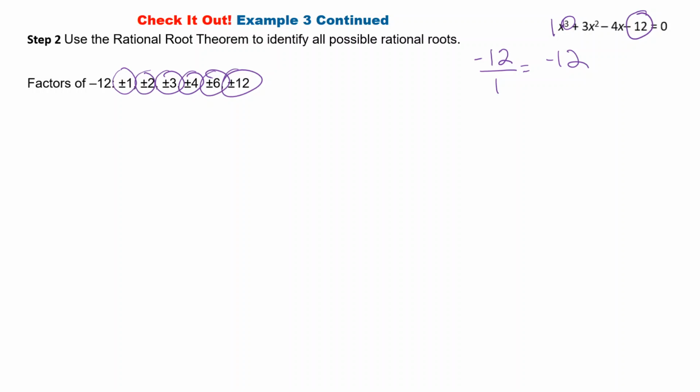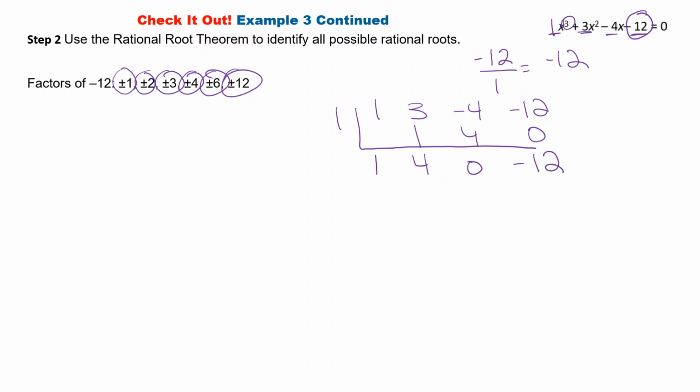So always start with 1. It's the easiest one to start with. Let's do some synthetic division using positive 1 first. We put in 1, 3, negative 4, and negative 12, the coefficients. Remember in synthetic division, you bring your 1 straight down. 1 times 1 is 1. Add those together, we get 4. 1 times 4 is 4. Add those together, we end up with negative 12. That's not very helpful because we need a remainder of 0. So we're going to erase and try something else.